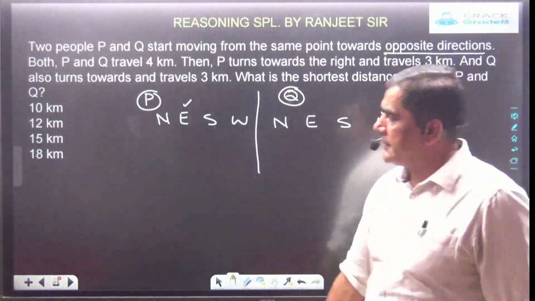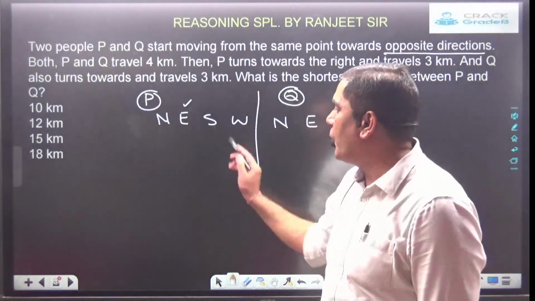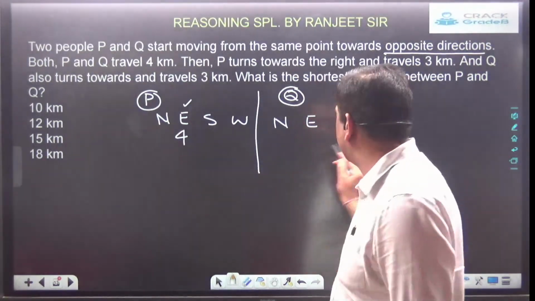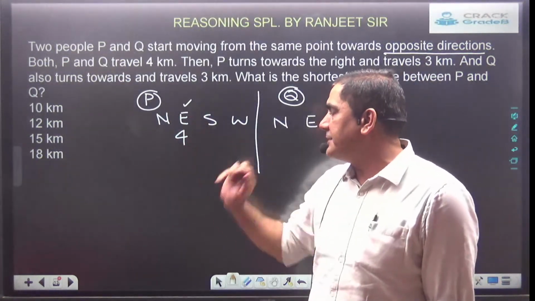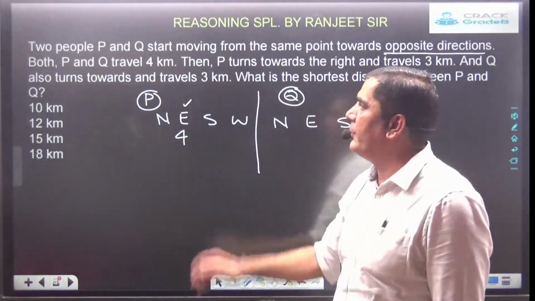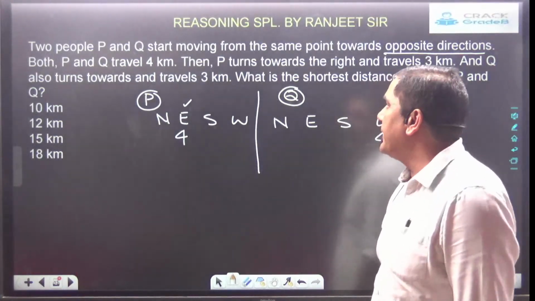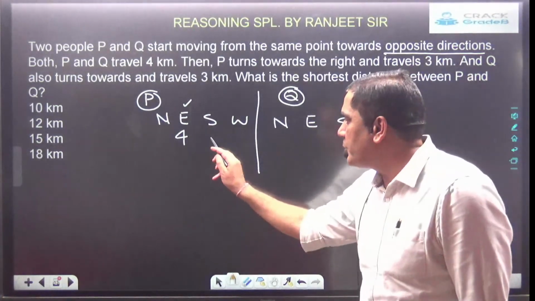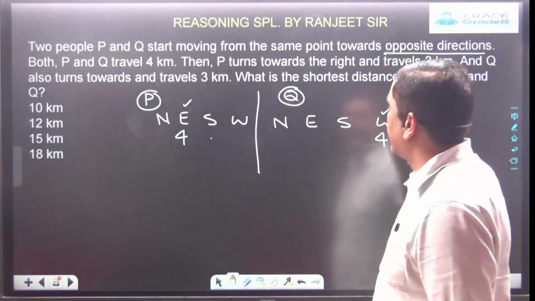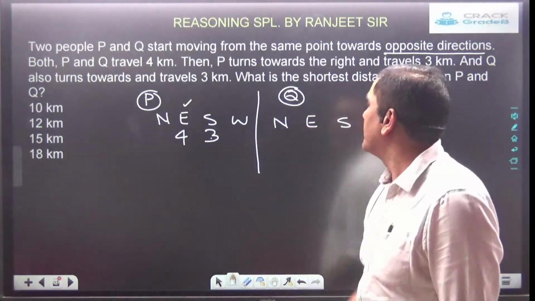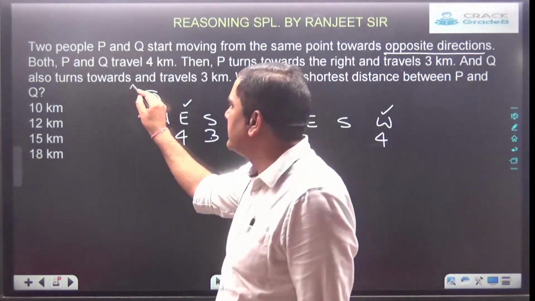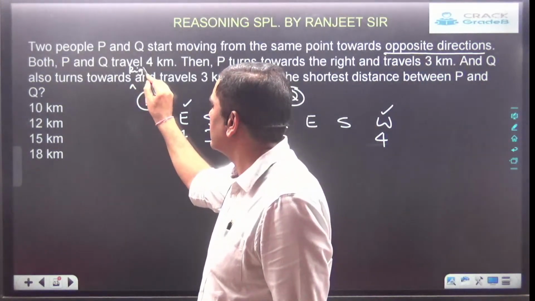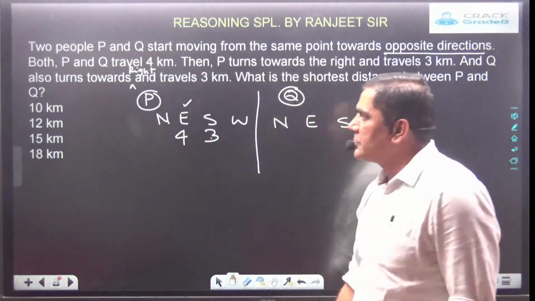Now they are saying P and Q travel for 4 kilometers. So this will be 4 and this will be 4. P will go 4 kilometers in the east direction, Q will go 4 kilometers in the west direction. Then P turns towards the right. P turns towards the right means what? South. And travels for 3. And Q also turns towards right.